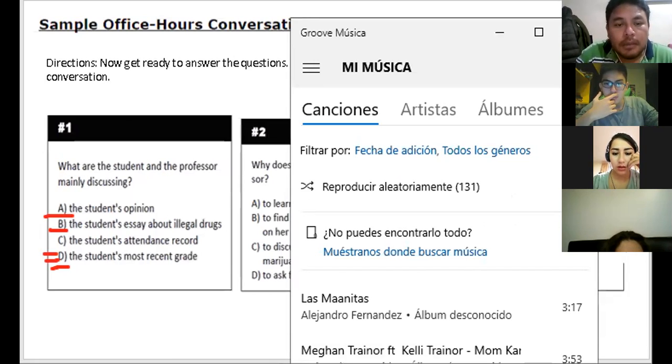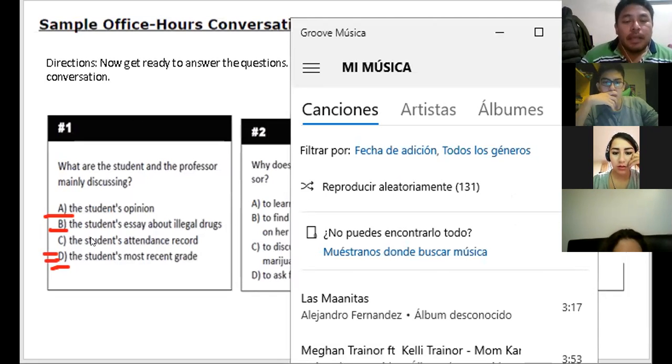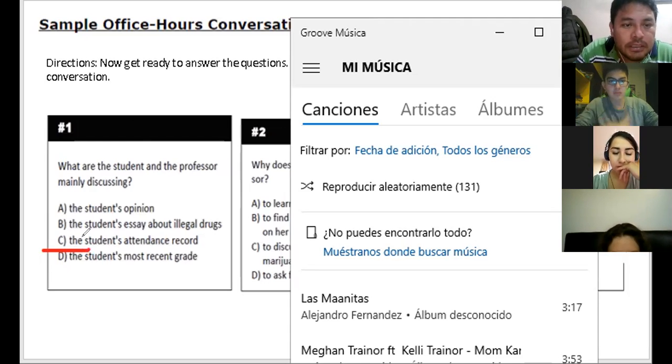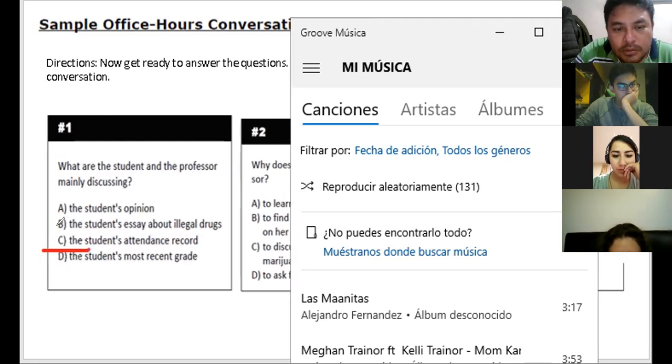I think it's A. Belen also thinks it's A. So we have here: A, the student's opinion. B, the student's essay about illegal drugs. C, the student's attendance record. D, the student's most recent grade. Now, nobody chose C, so why? Because in no part of the lecture does it mention anything about attendance, right? So this is out of the question.